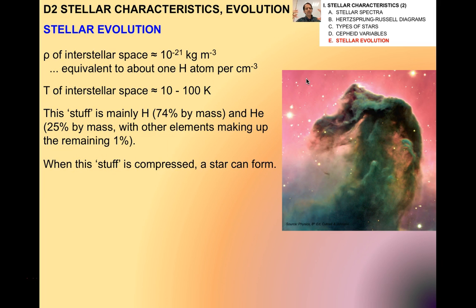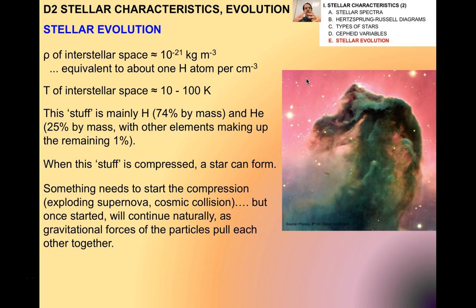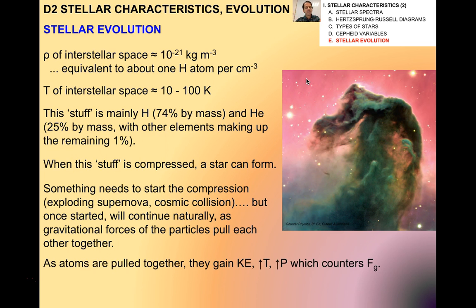The point is that when this stuff, which is hydrogen and helium, gets compressed, a star can form. And you need some force to start the compression. Maybe an exploding supernova or some other sort of cosmic collision between two massive things. But once this is started, it will continue naturally as the gravitational forces of the particles pull each other together. As the atoms are pulled together, they gain kinetic energy, so therefore they gain temperature, and the pressure increases, okay? And this pressure, which is called the radiation pressure of a star, acts outwards.